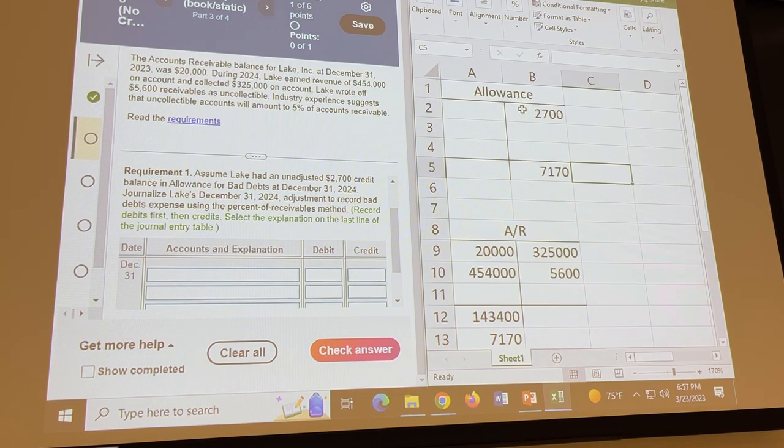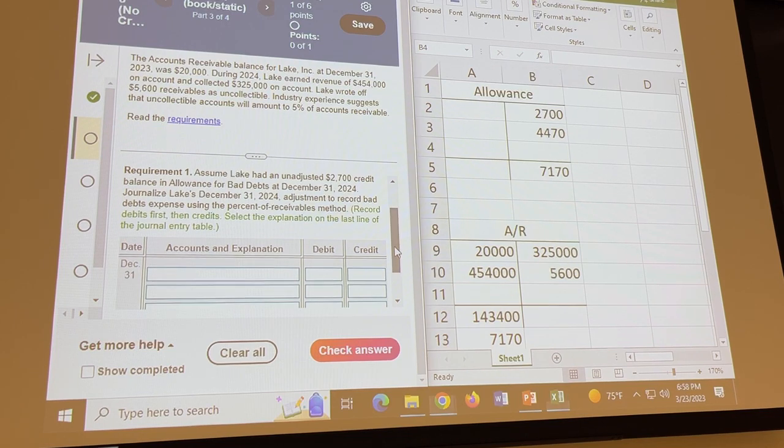So we had a beginning balance of 2,700. We want to get to a balance of 7,170. So the difference that would get us there would be what? Would be that figure minus that figure. So we would have to make a credit entry to the allowance for bad debts of 4,470 to get us to our target balance in the allowance account.